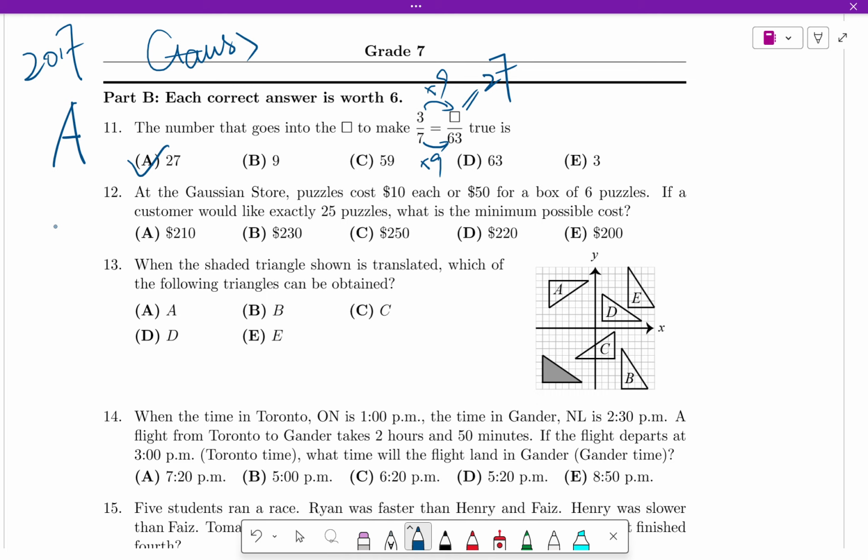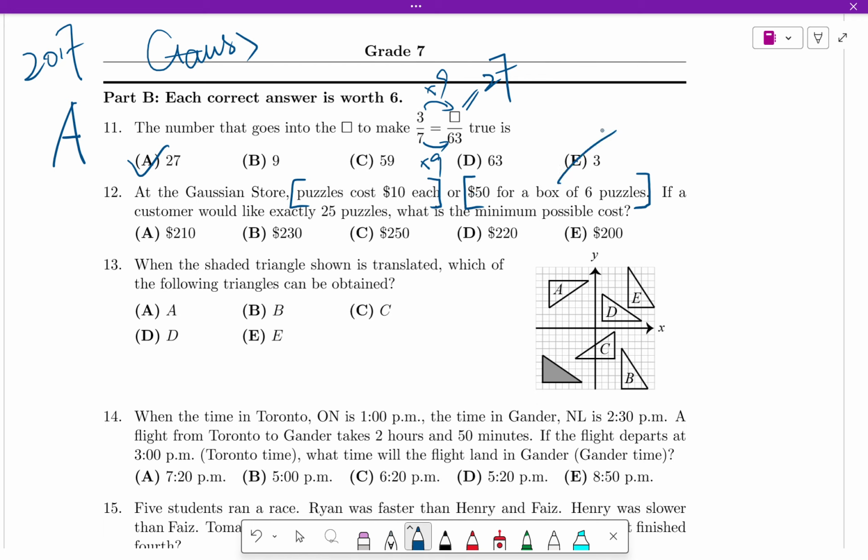Question 12. At the Gaussian store, puzzles cost $10 each, or $50 for a box of 6 puzzles. If a customer would like exactly 25 puzzles, what is the minimum possible cost? So we have two plans here. The first plan is to purchase puzzles individually for $10 each, and we can buy 6 puzzles in a bundle for $50.